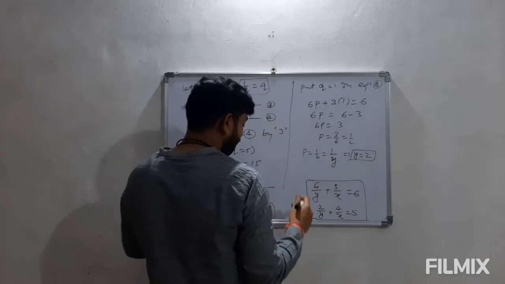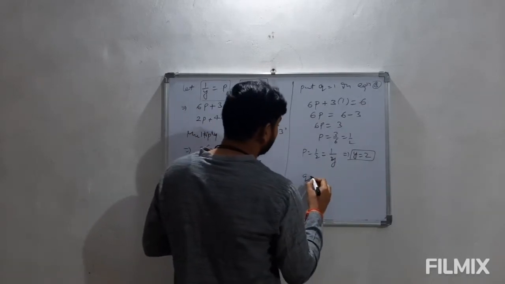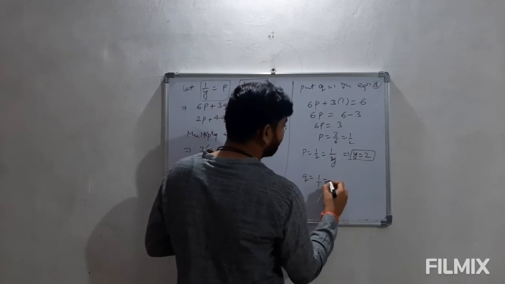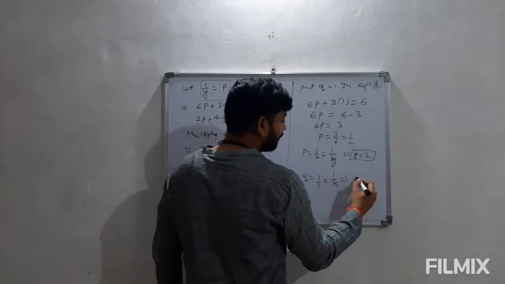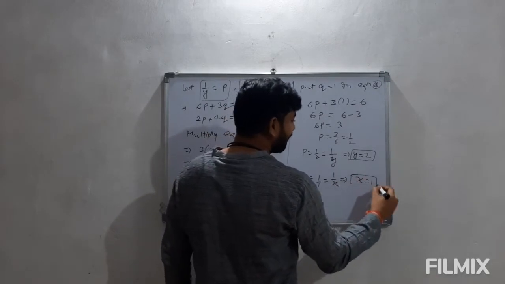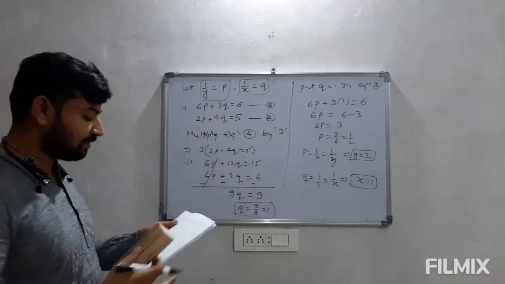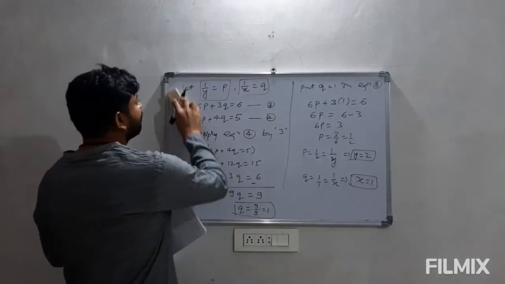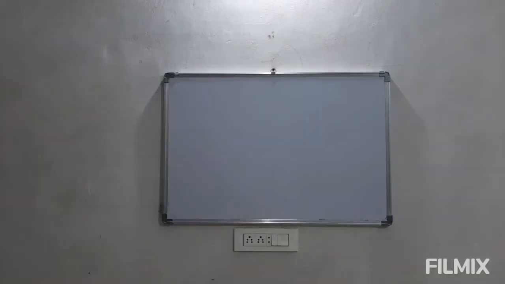And if we look at the value of q, that is 1 here, that is 1 by 1, that is x. So if we take the reciprocal here, we are getting x is equals to 1. So this is the complete solution of these kind of questions. So this is how we deal with these kind of questions.